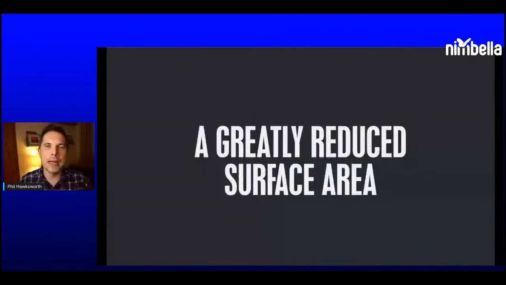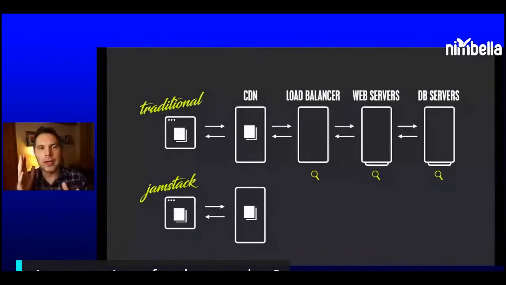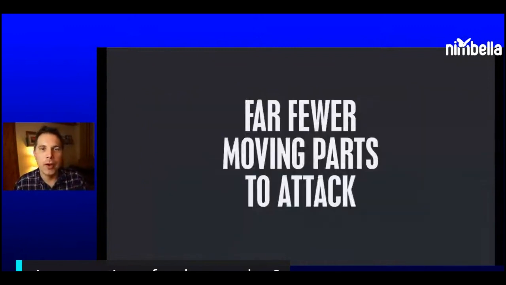First of all, we've got a greatly reduced surface area. So what do I mean when I say that? Well, let's go back to this trusty diagram again, comparing these two architectures. You can see that in the traditional architecture, we have all of this infrastructure, which we need to make sure that we've secured. There's logic being executed at all of these different points, even through to the CDN, and we need to make sure that those are secured. With Jamstack, since we're serving everything from a CDN, and typically that's read-only as well, there are far fewer bits of infrastructure to attack, and it's a much simpler thing to make secure. Far fewer moving parts to attack is the takeaway there.